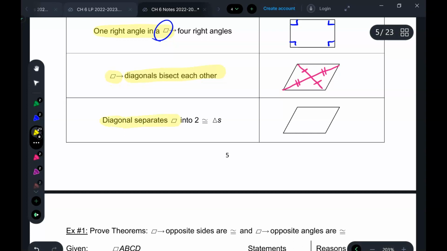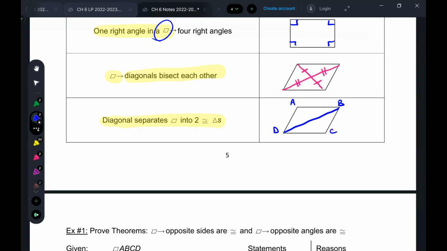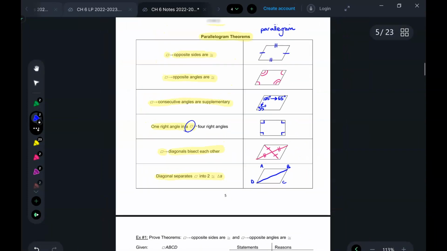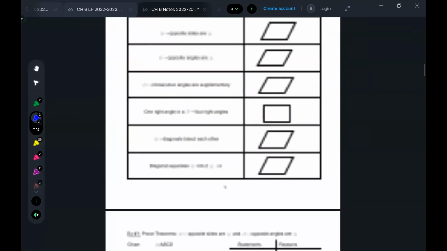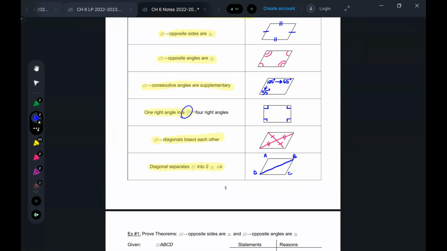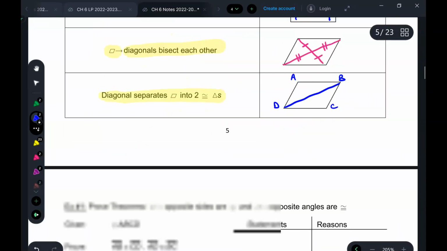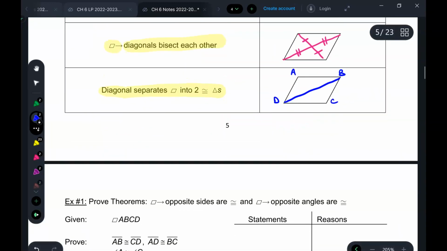Okay, a diagonal also separates a parallelogram into two congruent triangles. So I'm going to just draw one diagonal. All of these theorems are really easy to prove, and we're going to prove a few of them. I did say chapter 6 is the last chapter that we're going to have actual proofs on the assessments. Okay, now hold on, we're not done with this one.